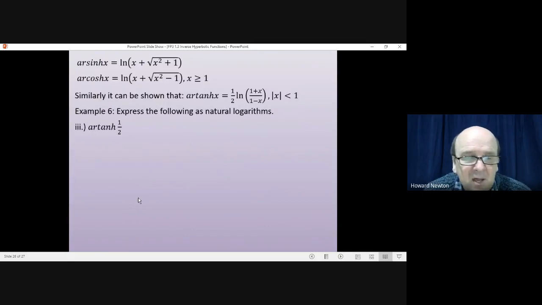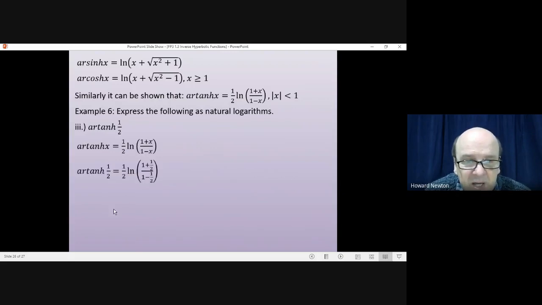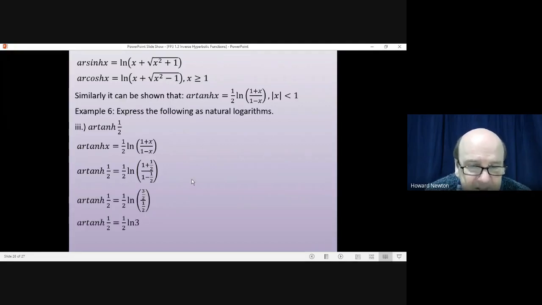With our artanh of a half, we can do a little bit more work with tidying things up. But first of all, substituting in x equals a half will give us that. The fraction simplifies to 3 over 2 over a half, and that simplifies to half log 3. Now this half we can incorporate into the natural logarithm by writing artanh of a half is equal to the log of 3 to the power of a half, or log root 3.